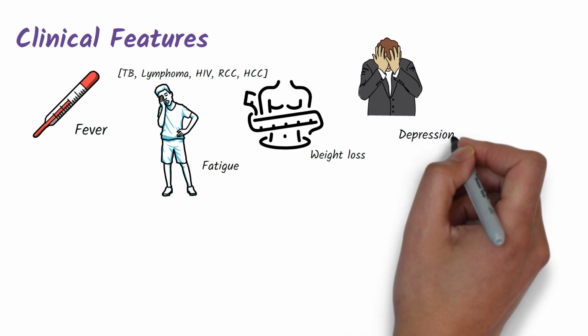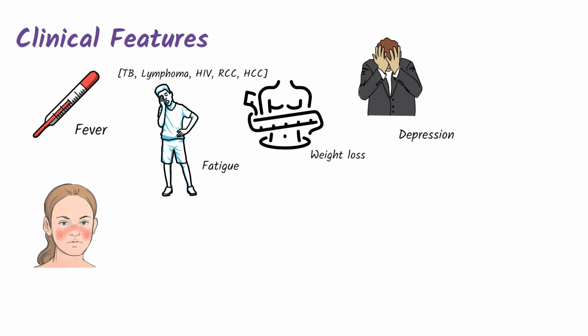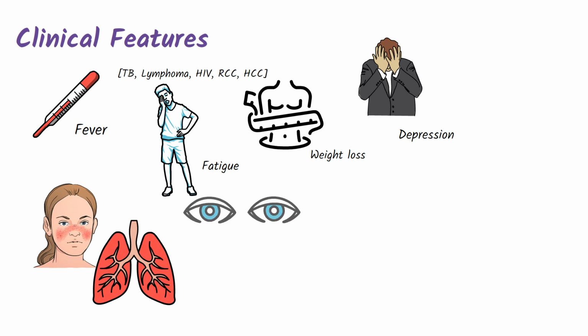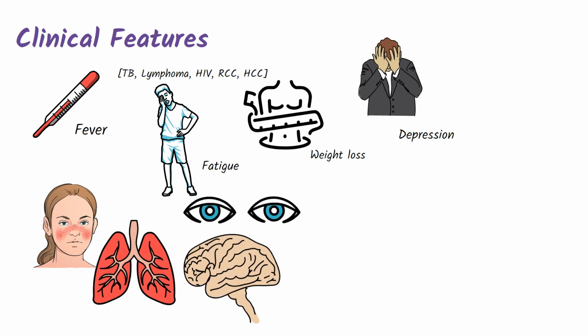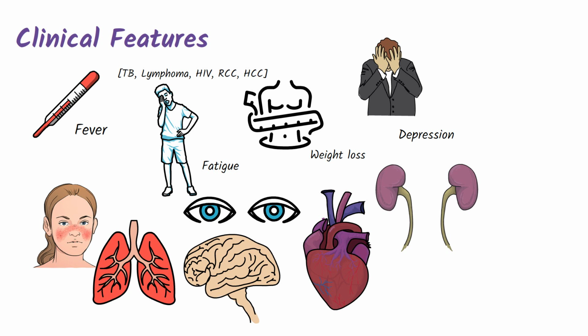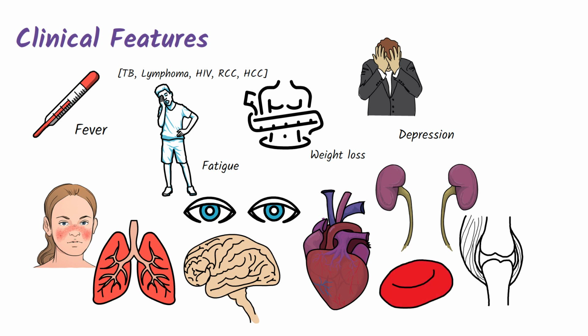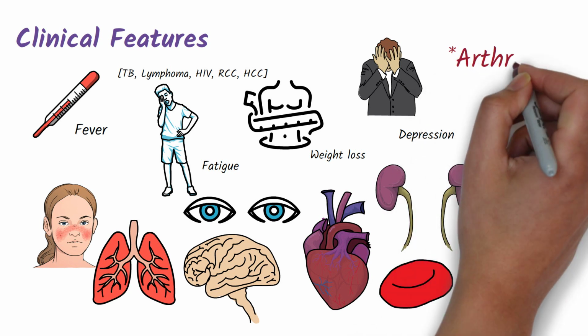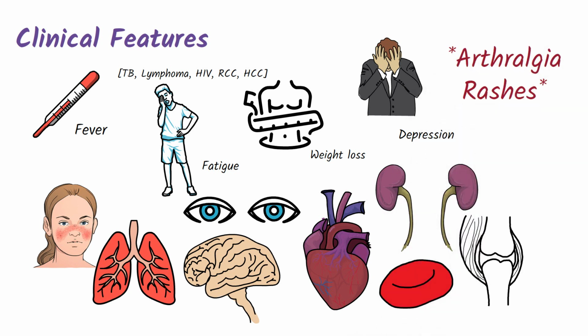So you will have skin features like rashes, it will affect your lungs, so you'll have pleurisy, it will affect your eyes, and your central nervous system, so you will have cognitive impairment, fits, hemiplegia, features like that, and it will affect your heart, your kidneys, and also it will affect your joints. So there will be symmetrical small joint arthralgias as well, and you will also have blood disorders like leukopenias, thrombocytopenias, and anemias. But the most important features of SLE are arthralgia and the rashes that you see in SLE.